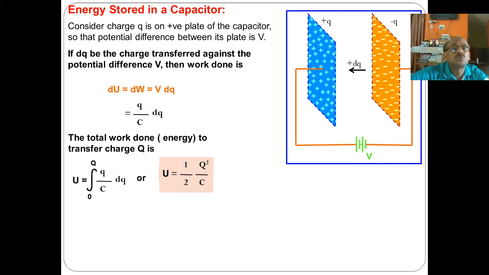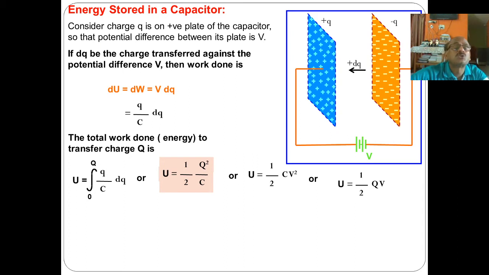If we substitute the value of q, then we will get U equal to 1 by 2 CV square, because q equal to CV. And also in the form of q and V, we will find U equal to 1 by 2 qV.